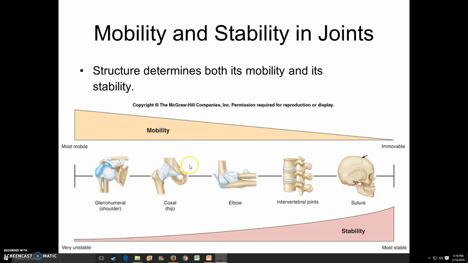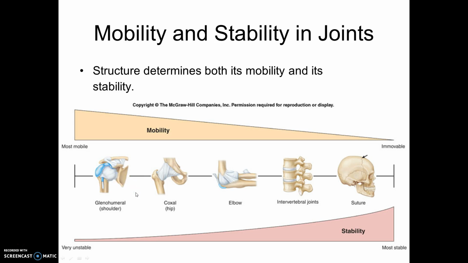And then as we move across the screen, we see a decrease in the mobility possible at a joint from the coxal hip or coxal joint to the elbow, intervertebral joints, which are, remember, amphiarthroses, to sutures, which are synarthroses. And as that mobility decreases, the stability of joints increases. So the sutures being the most stable joints that we have. And to make up for this lack of stability in the glenohumeral joint, the joint is supported in large part by ligaments and also tendons that we'll talk about.